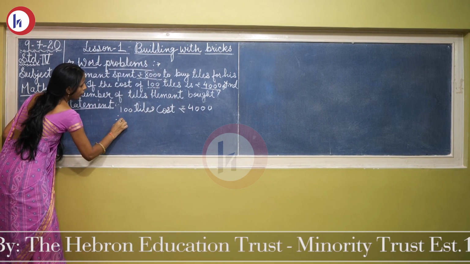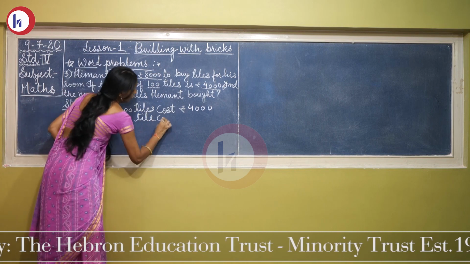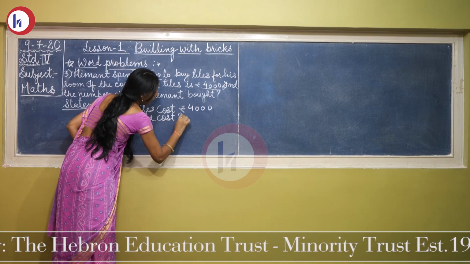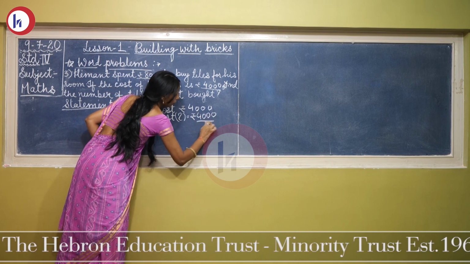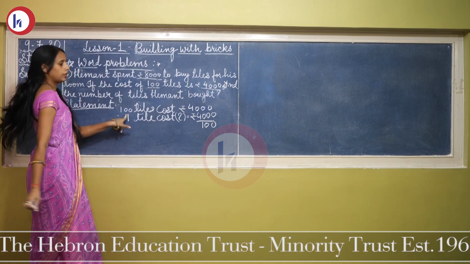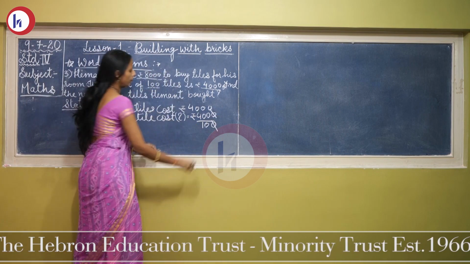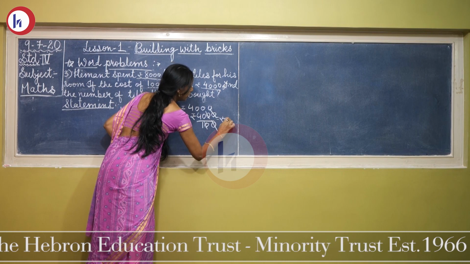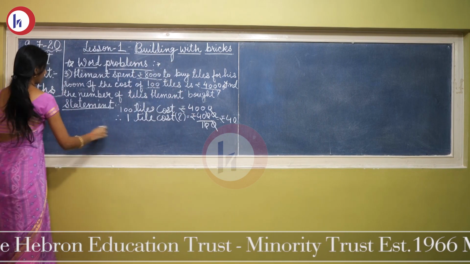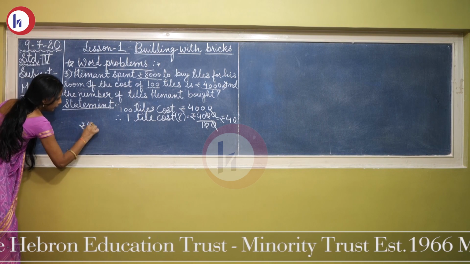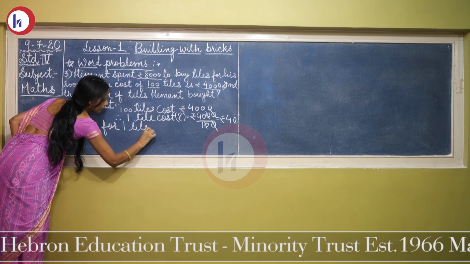So we have to find out the cost of one tile. One tile costs how much? Rupees 4,000 divided by 100. Now this 0 will be cut from this 0 and this 0 will be cut from this one. So rupees 40 is the answer. Rupees 40 for one tile.